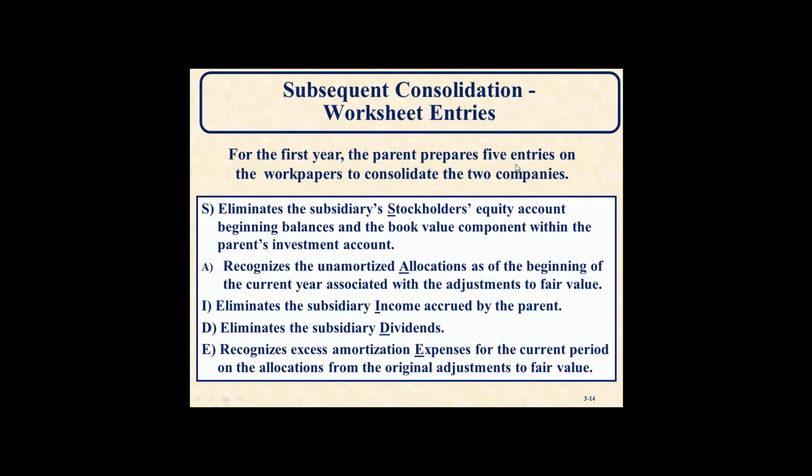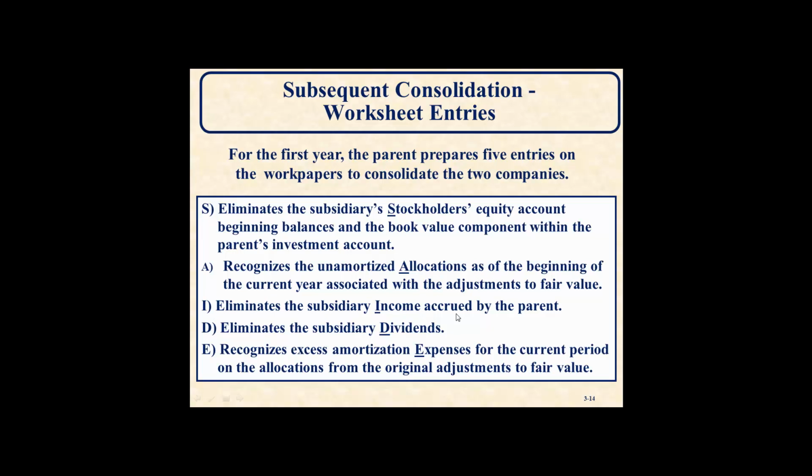For the first year, the parent prepares 5 entries on the consolidated worksheet. Entry S, which we've already done, eliminates the subsidiary stockholder equity account balances and the book value component within the parent's investment account. So we eliminate the retained earnings if they have it, common stock, additional paid-in capital, all of the stockholder equity accounts. A recognizes the unamortized allocations of the beginning of the current year's adjusted fair value. So these are the fair value differences.